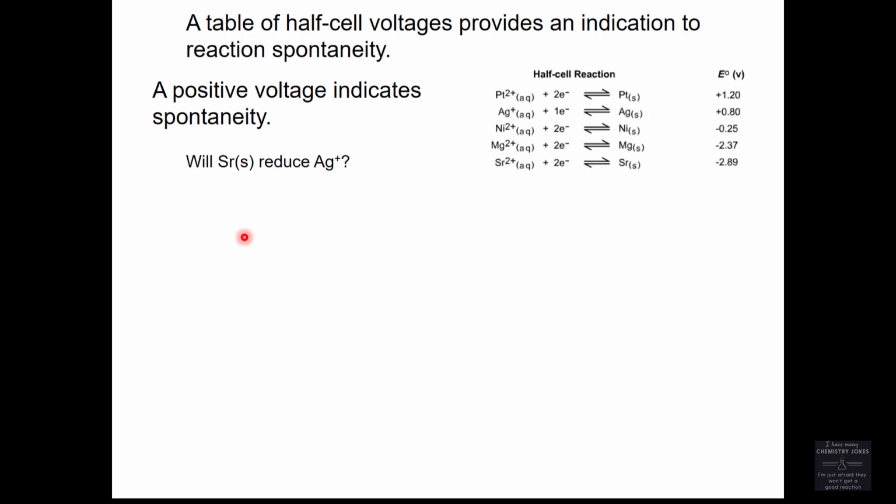Let's work on another example. Will strontium reduce silver plus? So that's going to mean strontium loses electrons to give them to silver.